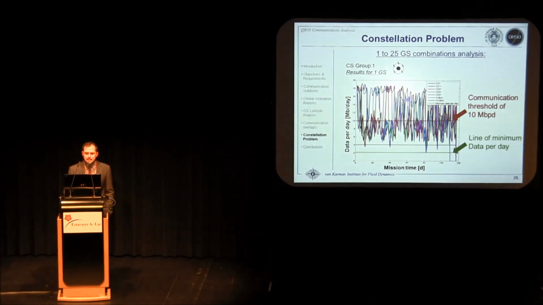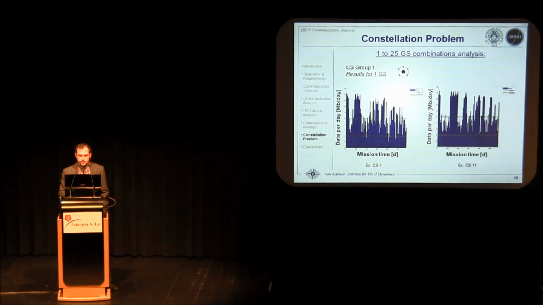Okay, here we have the result for a single ground station, highlighted with the green line, the minimum data per day accumulated during the whole mission, and with the red one, the communication threshold of 10 megabits per day. So we are far from reaching the mission requirements. As we can see also from this plot, there are a lot of low peaks under the 10 megabit line. So we have to increase the number of stations to increase the accumulated data.